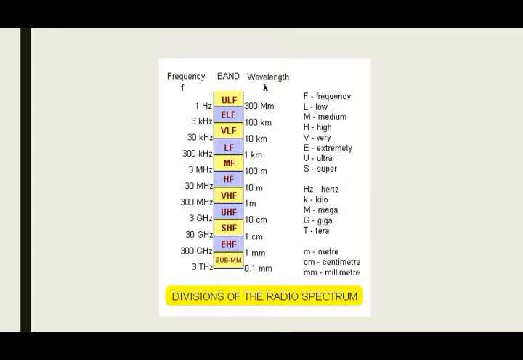Super high frequencies, that is 3 to 30 GHz, are microwave frequencies that are widely used for satellite and radar communications. Frequencies of 30 to 300 GHz are extremely high frequencies. In this range, only a limited amount of activity occurs, including satellite communications and some specialized radar.